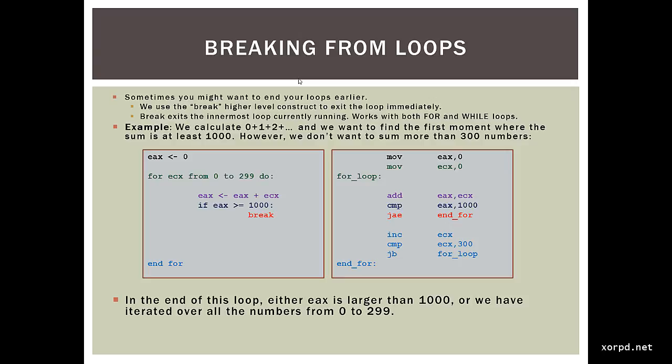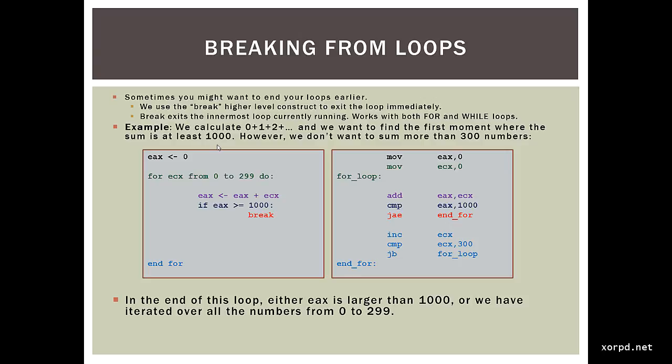Let's look at an example. Again, we are going to calculate the sum, 0 plus 1 plus 2 and so on. And we want to find the first moment where the sum is at least 1000. This is pretty similar to the previous example that we had with the while loop. However, this time, we have another condition. We don't want to sum more than 300 numbers. So there are two conditions at the same time.